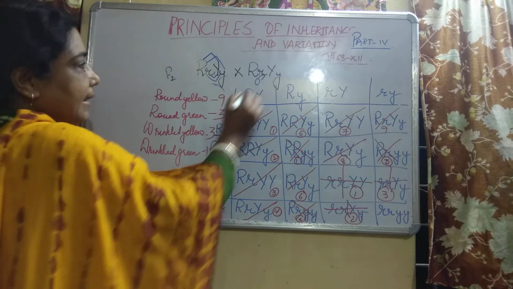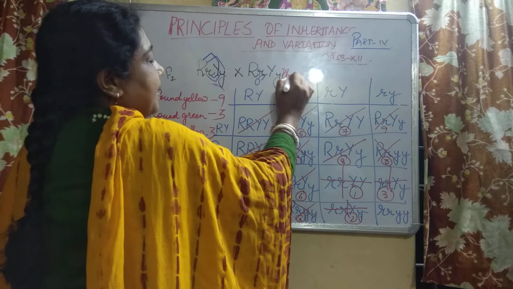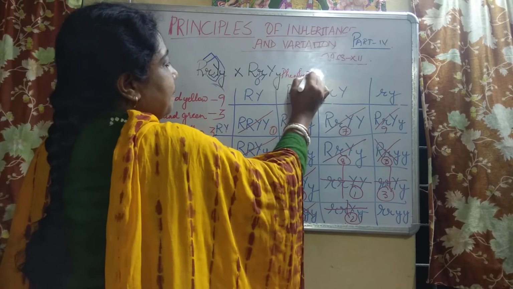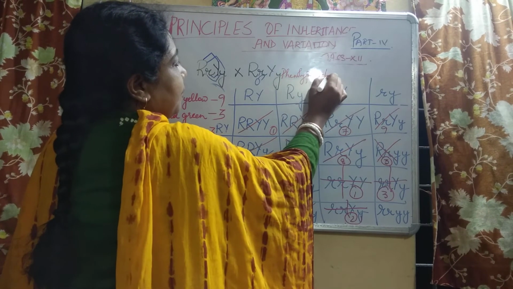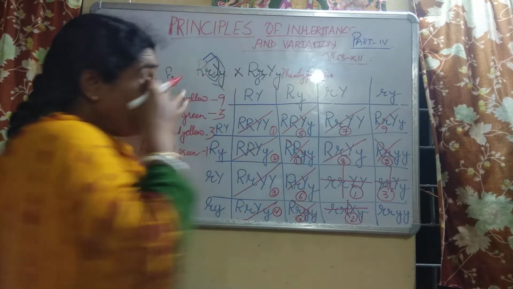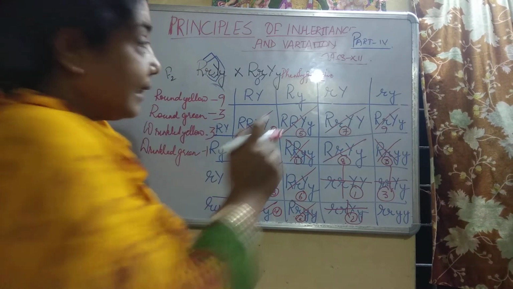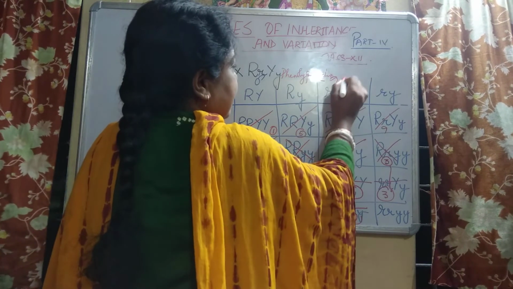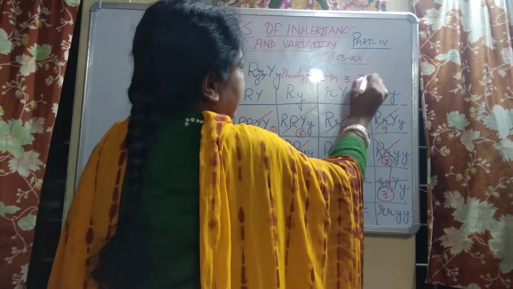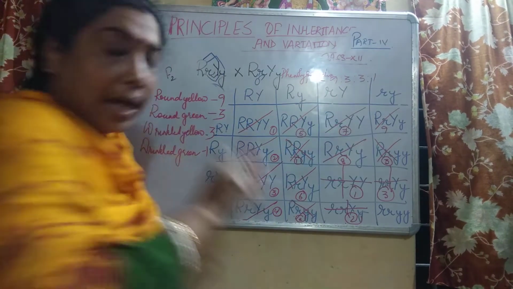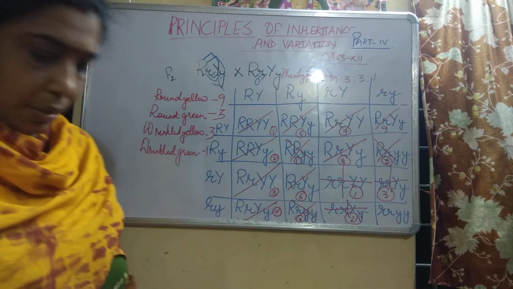So children, from here we came to the conclusion that the phenotypic ratio of dihybrid inheritance is 9:3:3:1. You saw how we got it.